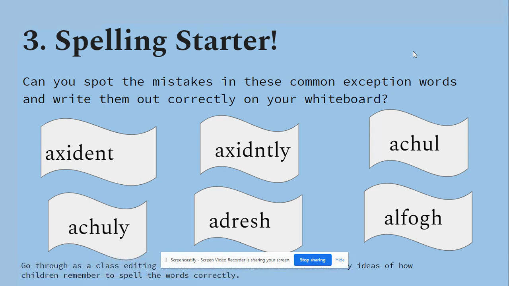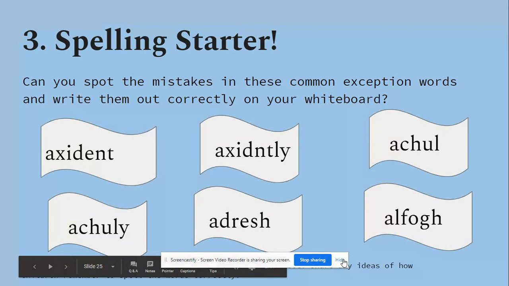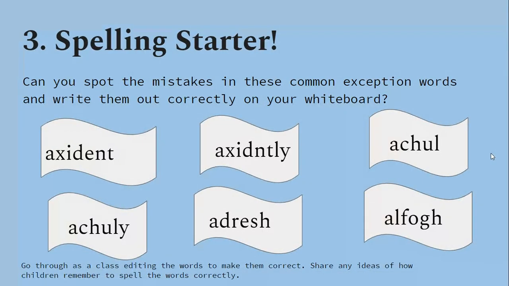So, your spelling starter for today is, one second, just hiding that. Okay, so can you spot the mistakes in these common exception words and write them out correctly on your spare scrap piece of paper or whiteboard? So, you should know the order in which they've been written because we've been looking at them for the past 2 days. And then go through them with an adult at home to make sure that they are correct. Okay. And you can always just flick back on the presentation just to double check if you are unsure. So good luck.